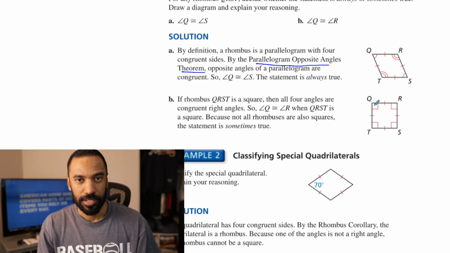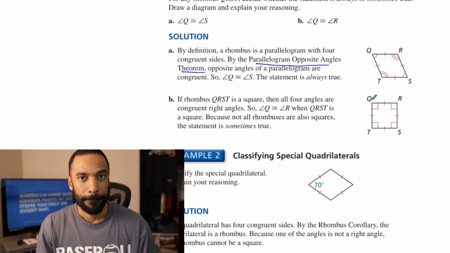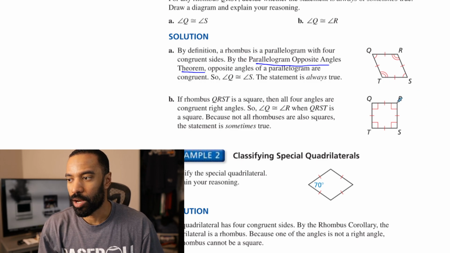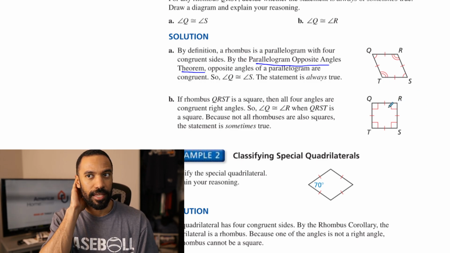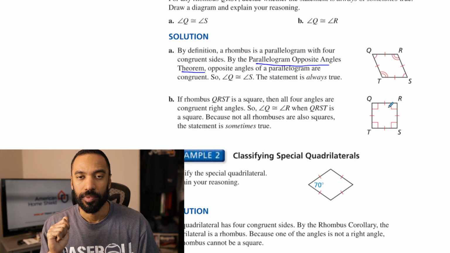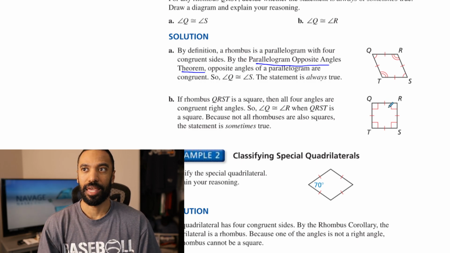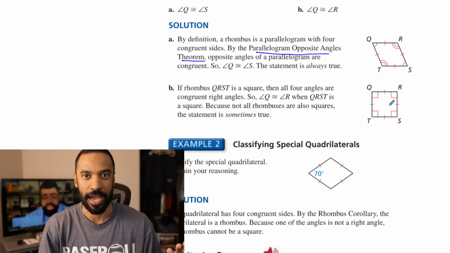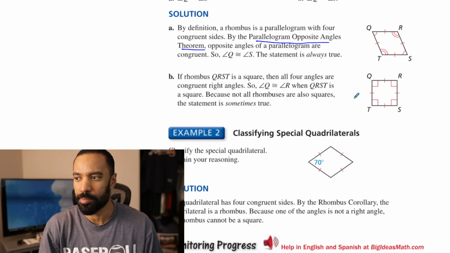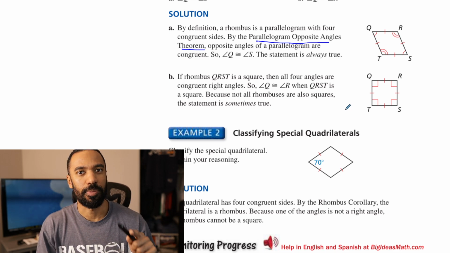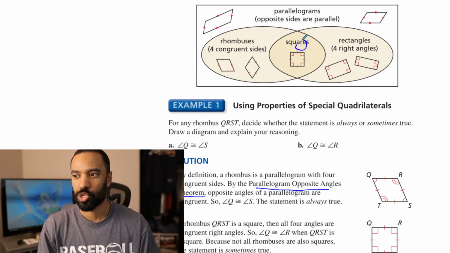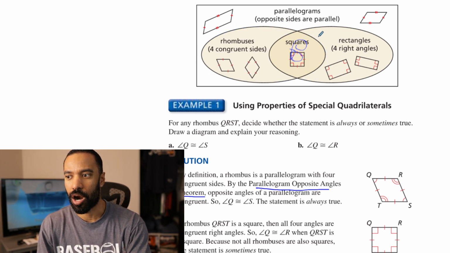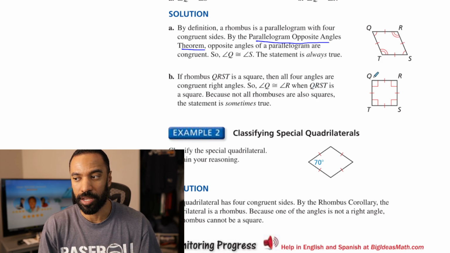Angle Q congruent to angle R? In a rhombus, just like a parallelogram, consecutive angles are supplementary. So Q and R would add to 180 in an always case. Could they be congruent? They could be congruent if they were both 90-degree angles because then they'd still be adding to 180. You'd say, but Mr. Robinson, this is a square. Yes, but a square is a rhombus. A square is always in the rhombus circle. So all squares are rhombuses. This is, once again, one of those big conversations we're going to have.